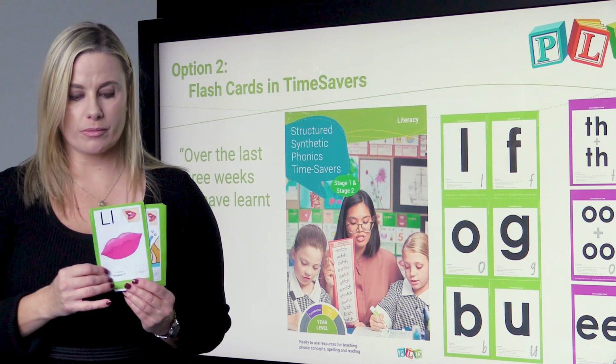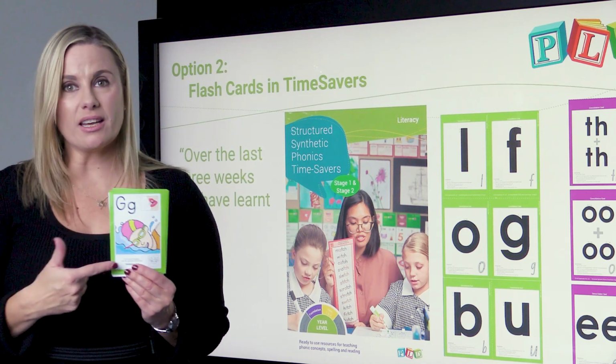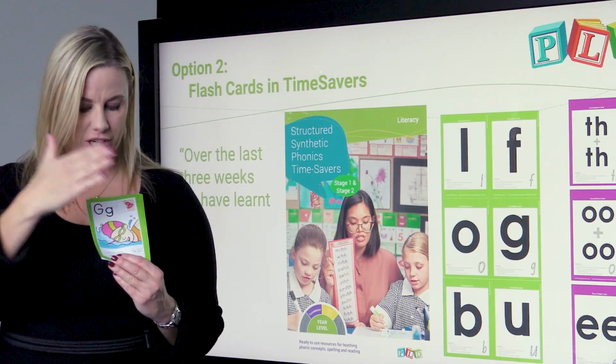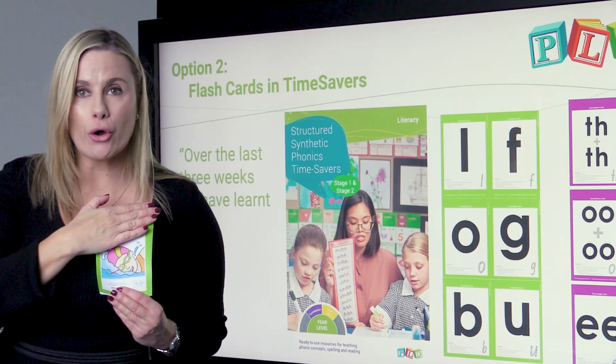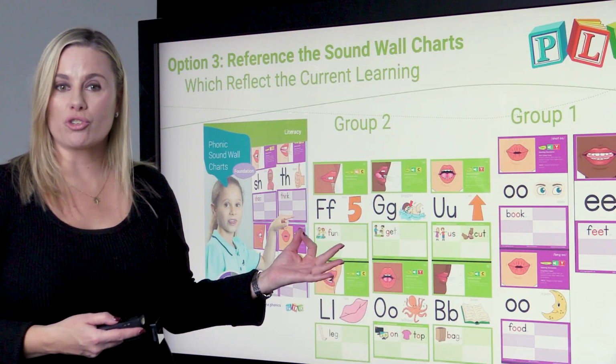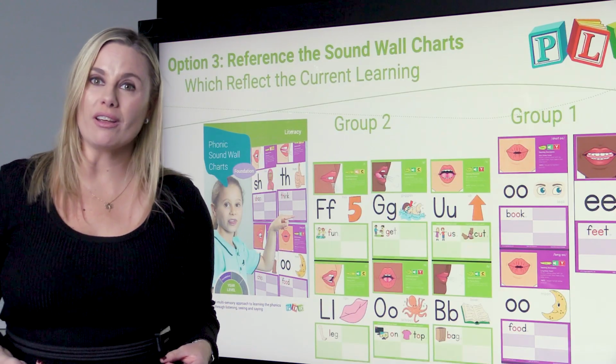Check. We've also been revising the letter G, can say g, as in goggles. I'm going to check your g. Sound and write g on your whiteboards. Go. Option 3 is to refer to the sound wall charts, which should reflect the current learning occurring in your classroom.